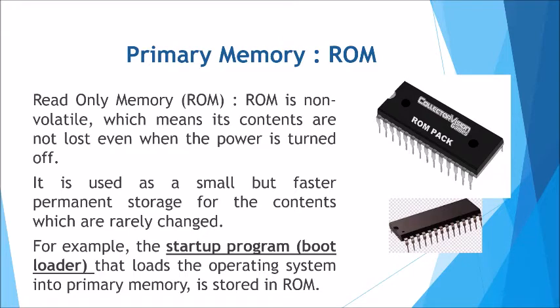Primary memory, read-only memory. Read-only memory is non-volatile, which means its contents are not lost even when the power is turned off. It is used as a small but faster permanent storage for the contents which are rarely changed. For example, the startup program bootloader that loads the operating system into primary memory is stored in ROM. We can also take the example of mobile Android phones: when we switch it off and switch it on, some information we get on the screen is an example of read-only memory.